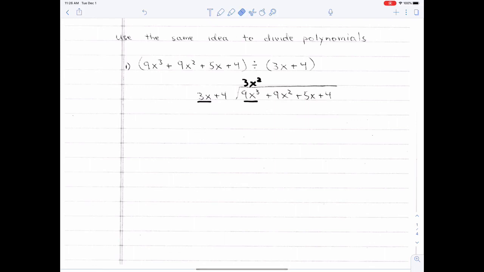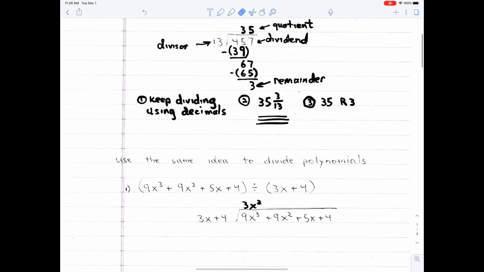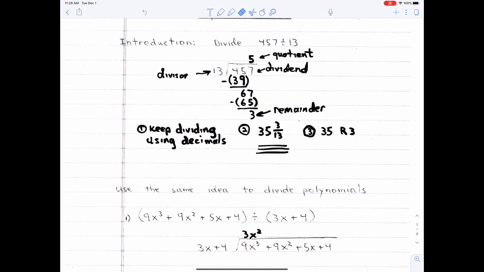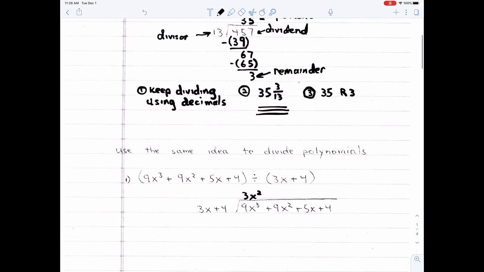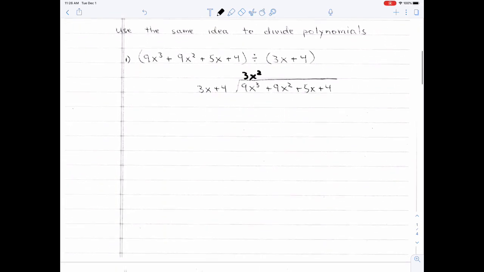Okay, now that I've got that, what do I do? You multiply, right? Once I wrote the 3 up here on the top, I then took the 3 and multiplied it by the divisor. So I'm going to do the same thing here. I'm going to take this 3x squared and multiply it by the entire divisor. So I have to give the 3x squared to both the 3x and the 4.